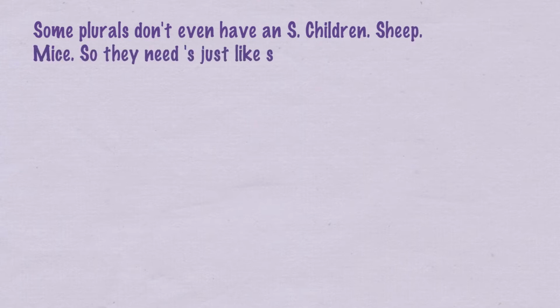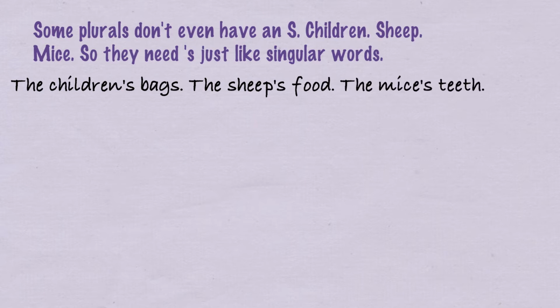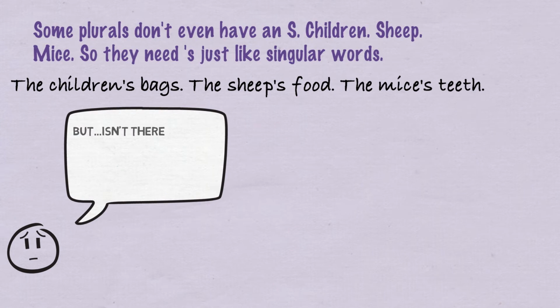Some plurals don't even have an S. So words like children, sheep, mice, with those ones you just put apostrophe S like a normal singular word. So the children's bags, the sheep's food, the mice's teeth. I was struggling a bit there for an example of things that lots of mice might own.